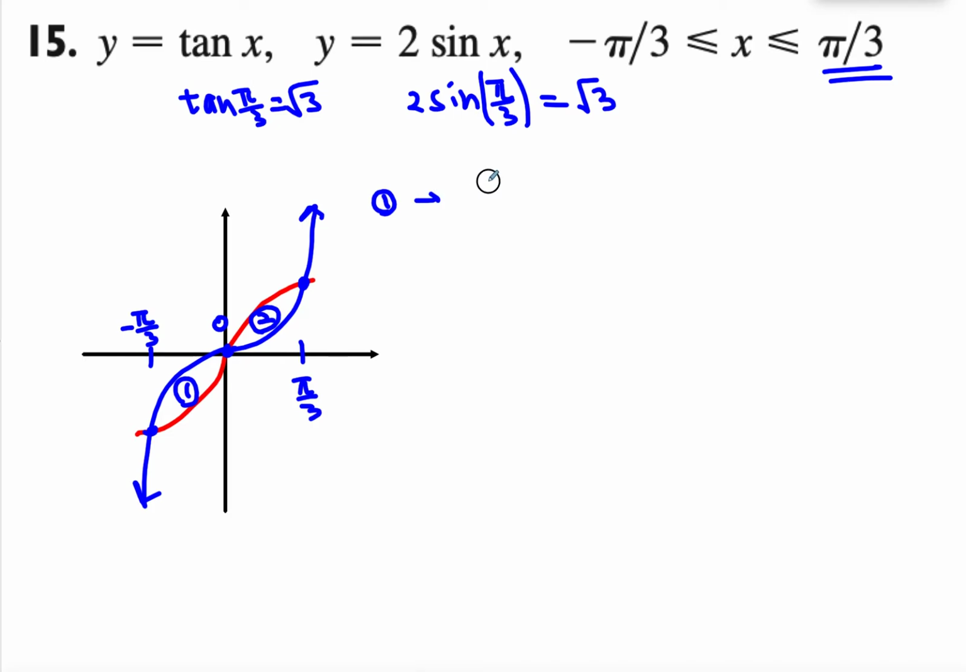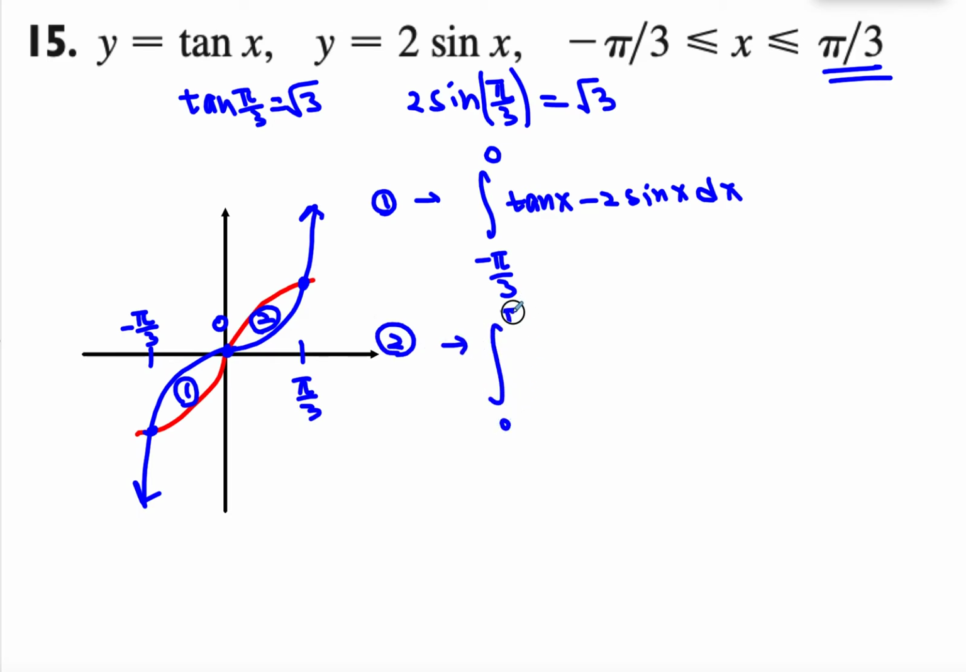So if I were to call this one the first area and the second area here, the first area becomes from negative pi over 3 rather, to 0. But what's on top? Blue one is on top. Blue one was the tangent. So tangent of x, and then minus the red one, which is minus 2 sine x dx. And then area of the second one goes from 0 to pi over 3.